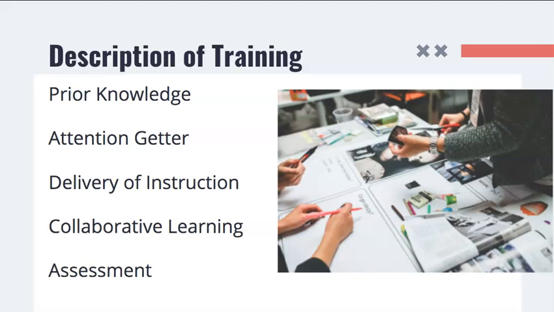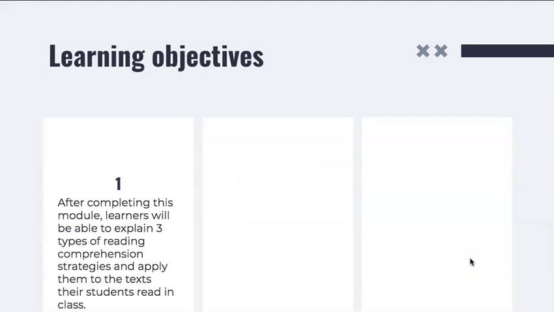During the instruction process, learners will collaborate in order to achieve objectives, while instructors will assist in their understanding with verbal feedback. The learning objectives for this module were designed to be specific and measurable during and after the instruction takes place. After completing this module, learners will be able to explain 3 types of reading comprehension strategies and apply them to text their students read in class. The second and third objectives will be measured during the learning module by the instructors, as live feedback will be most beneficial to the learners.